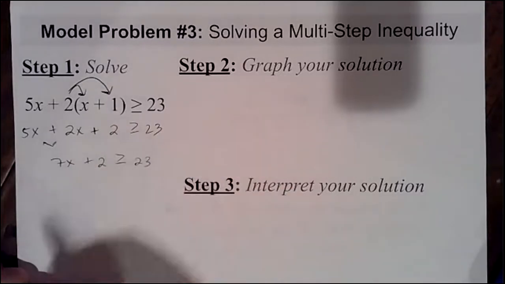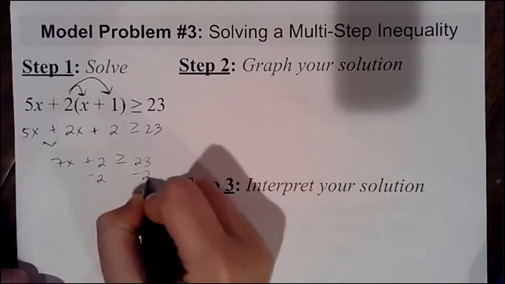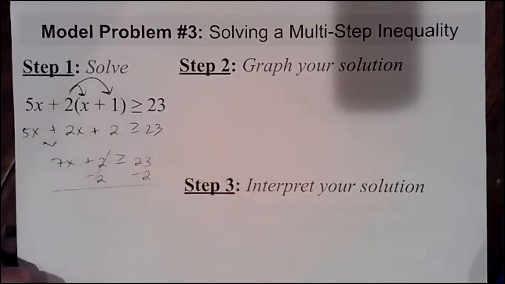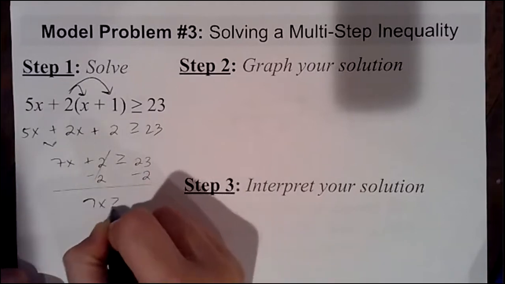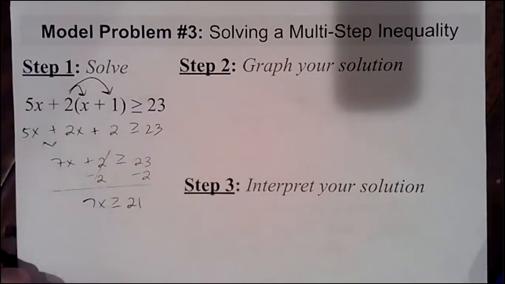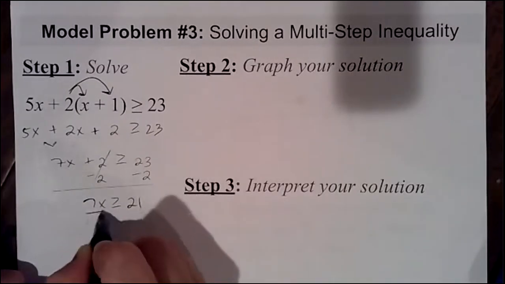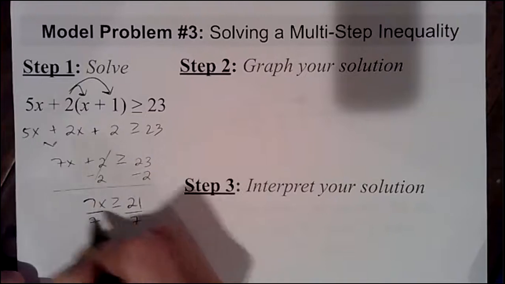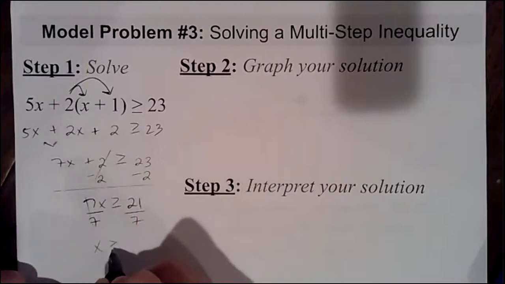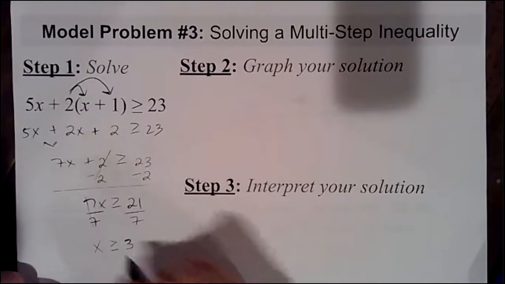Now 2 and 23 are like terms. Subtract 2. Those cancel. 7x is greater than or equal to 21. Now to get x alone, I have to get rid of this 7. 7's multiplying. The opposite of multiplying is dividing. x is greater than or equal to 3.